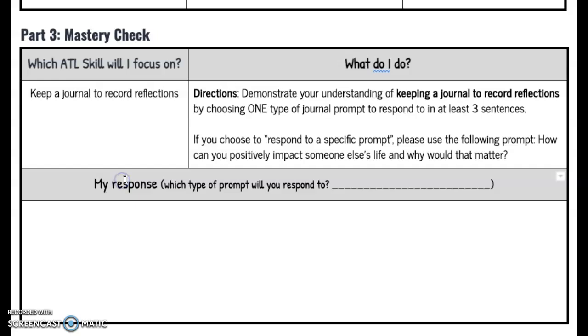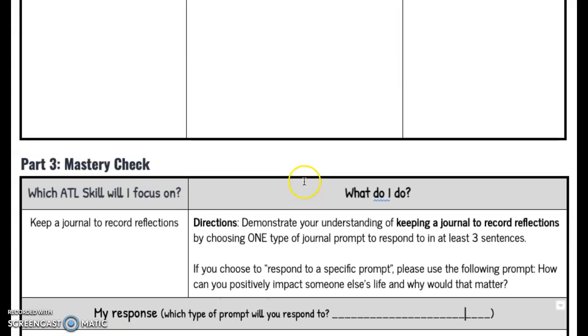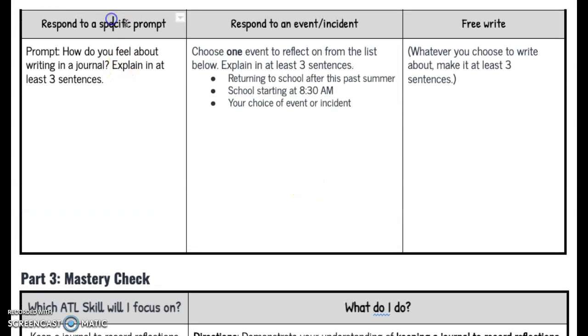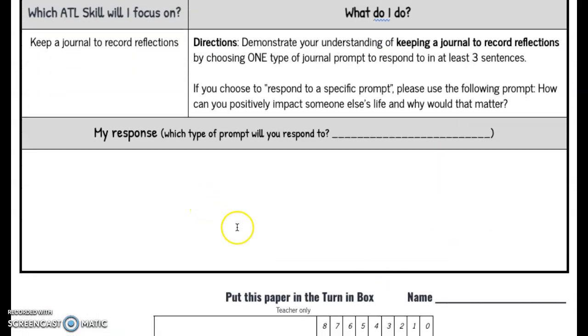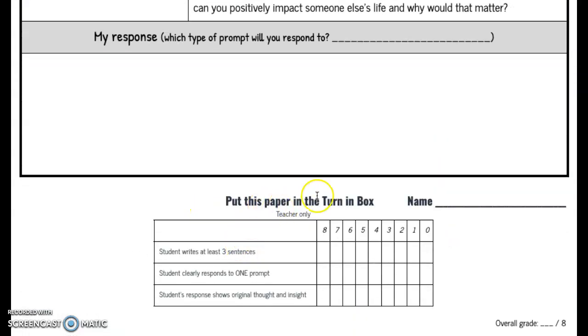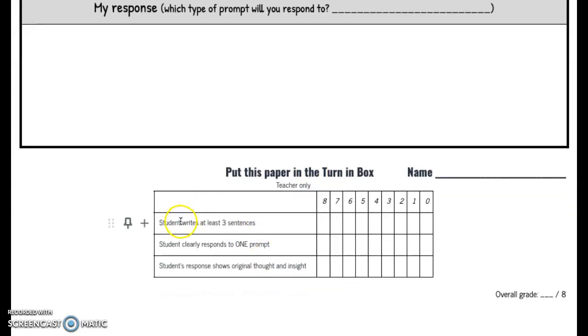Down in the My Response section, you're going to write which type of prompt you will respond to. There's a line here, and you'll tell us which of the three, 1, 2, or 3, you will respond to here. Once you write your response, then you will turn your paper in to the correct place according to your teacher. Be sure to check out the rubric at the bottom, which tells you how your teacher will assess your journal writing. Good luck, and be sure to ask your teacher if you have any questions.